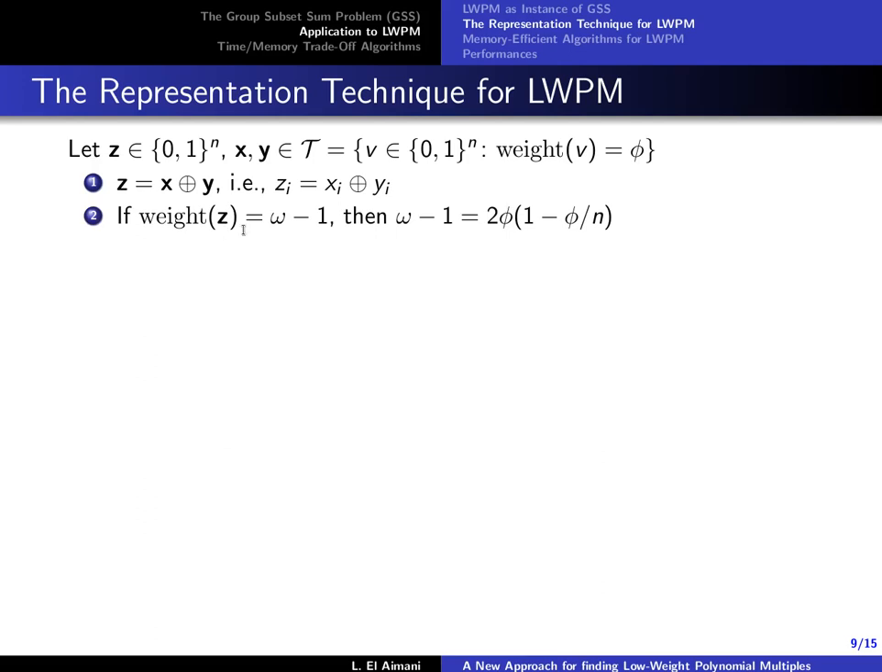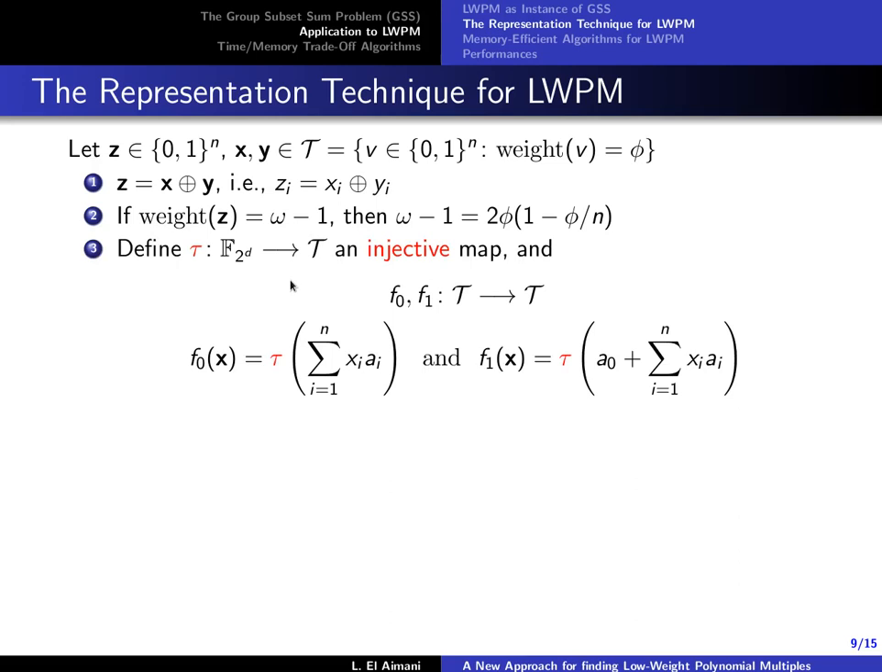Now, if the weight of z is equal to omega minus 1, then using standard probability laws, we have this equality satisfied, that is omega minus 1 equals 2 phi (1 minus phi) n. Phi is simply the weight of the vectors x and y. And if we solve this equation for phi, then we can express phi as a function of omega and of n.